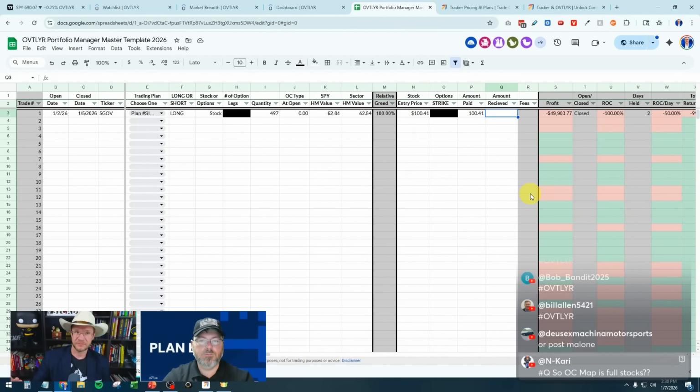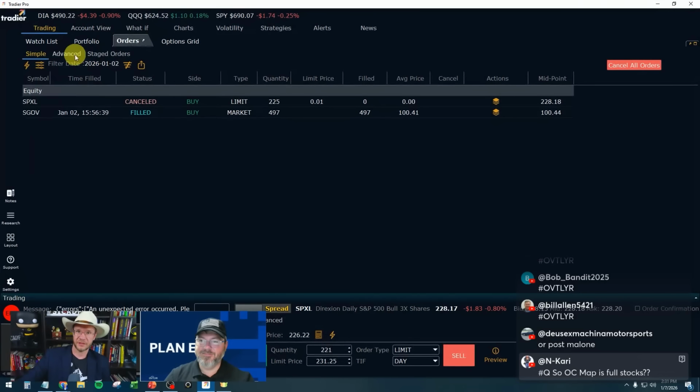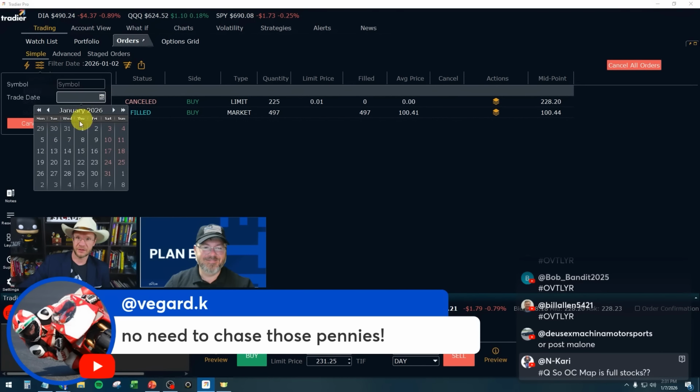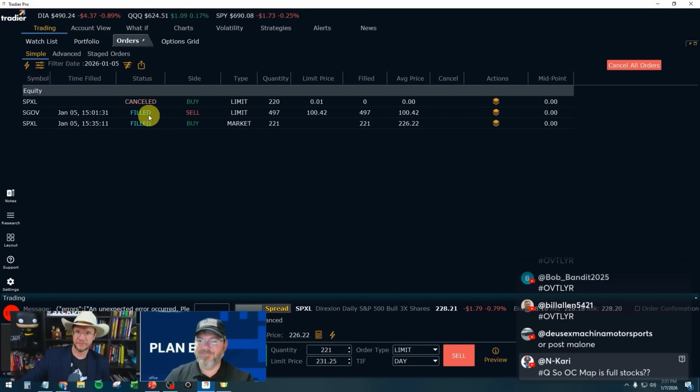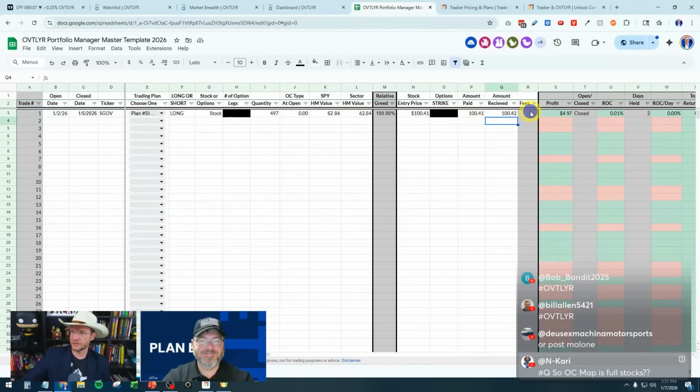Amount received. That means when you close the trade, right? Amount paid. So I paid it. How much did I get as credit when I closed it? In this case, it was all of $100.42. So let's go over to that. On the 5th, buy, you can see right here, sell 497 at $100.42. All right. Huge gains were made. Now, I need to go in and drop a formula in here for the fees. We'll talk about fees in just a moment, but the profit was basically $5.